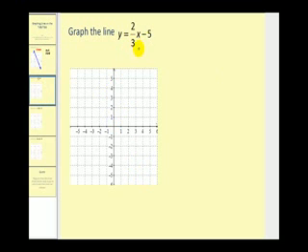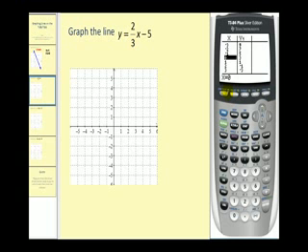Here we have y equals 2/3 x minus 5. We do have to be a little careful when we have a fractional slope in slope-intercept form. So let's go back to the graphing calculator. Press y equals, clear out this line. We're going to enter in 2/3 in a set of parentheses. So we'll have an open parenthesis, 2 divided by 3, close parenthesis, press x minus 5. Now we can graph the line. Press graph.